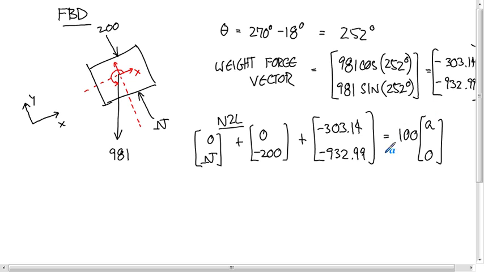And from that, you could calculate the acceleration. I guess in this case, it's sort of easy to calculate. It's going to be negative 3.0314 meters per second squared. And if you wanted the acceleration vector, you plug that variable back into the vector and get an acceleration vector of negative 3.0314, 0.